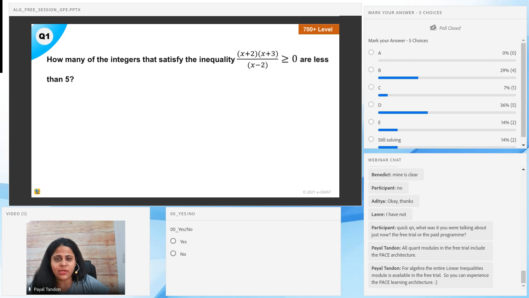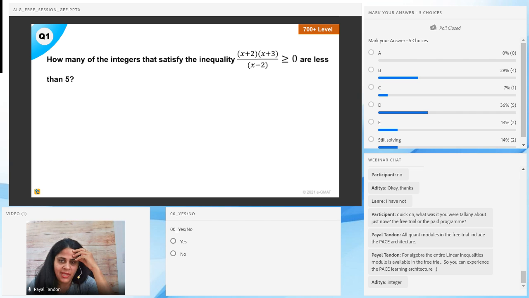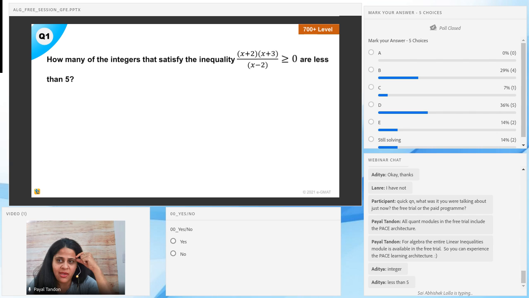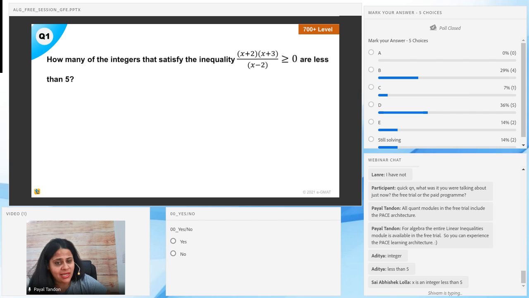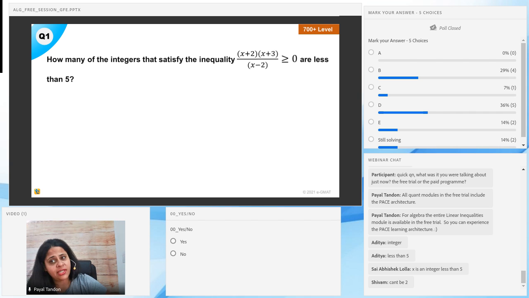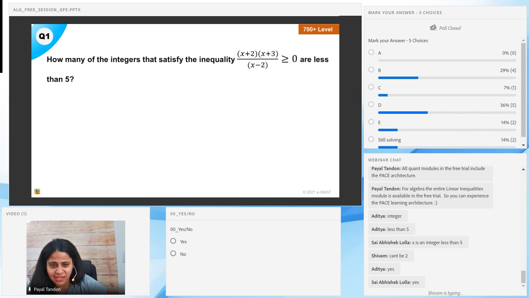Okay. So what are we going to do? First of all, what do we know about x? X is an integer. What else? When we have to select the value over here, what else do we know about x? Less than 5. Good, x is an integer less than 5. Can it be a negative integer? It can be a negative integer.